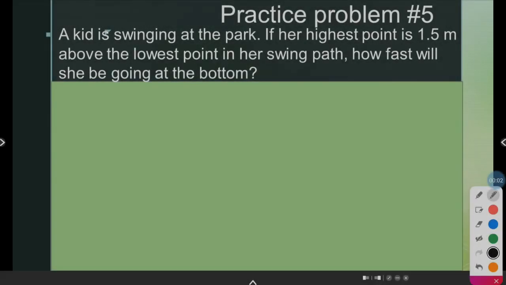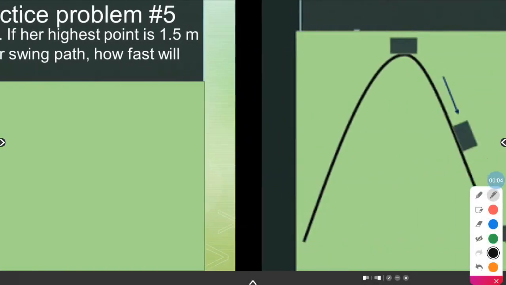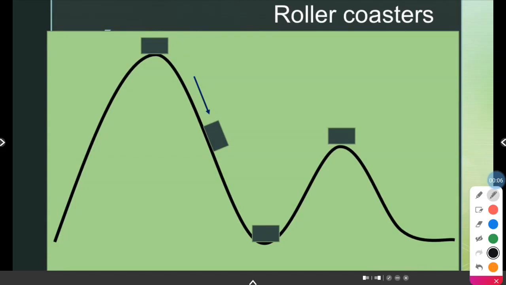Okay, we've looked at free fall, we've looked at pendulums. Now we're going to look at roller coasters. Let's talk about roller coasters. First thing we want to do is talk about the energy types. Same three types of energy: kinetic, potential, or both. Let's talk about energy types here at this roller coaster.